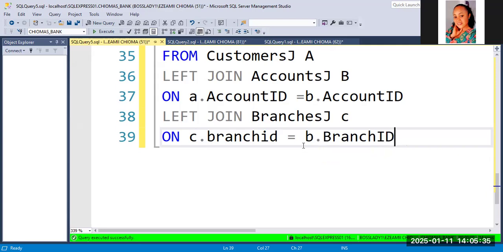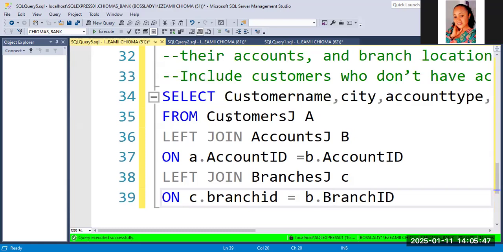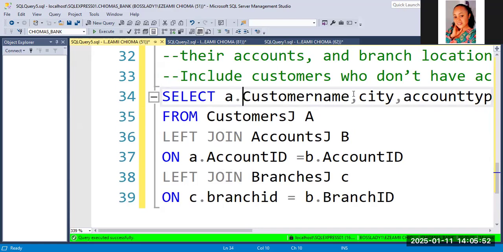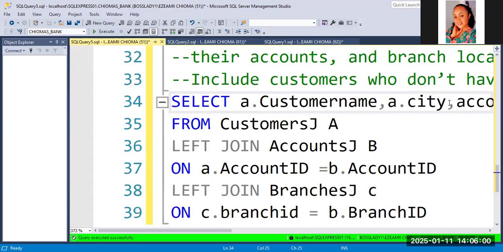So regarding the table, when you're writing your own query, the column you want to join on doesn't matter which comes first. You can also do B dot branch ID or C dot branch ID. So our customer name is coming from our A table. Then the city, I think, is coming from our customer table also. We'll check that out when we run the query.